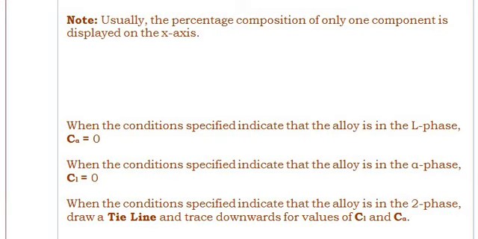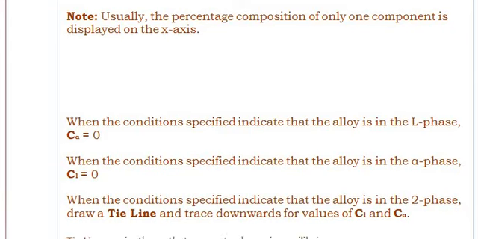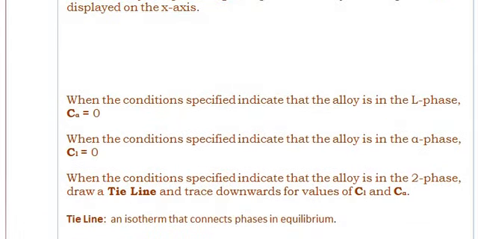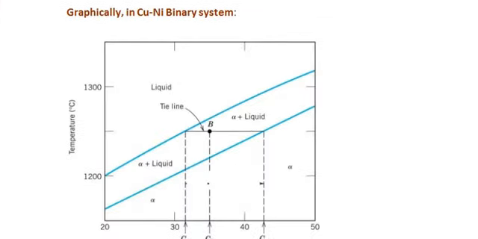When your alloy is in a two-phase region, that is, it is neither completely in the L phase nor completely in the alpha phase, then you need to draw a tie line and then trace downwards for the corresponding values of Cl and C alpha. Here in this case, none of them is 0, so you have to determine them. And in case you are wondering what a tie line is, it is an isotherm that connects phases in equilibrium. By isotherm, we mean a line depicting constant temperature.